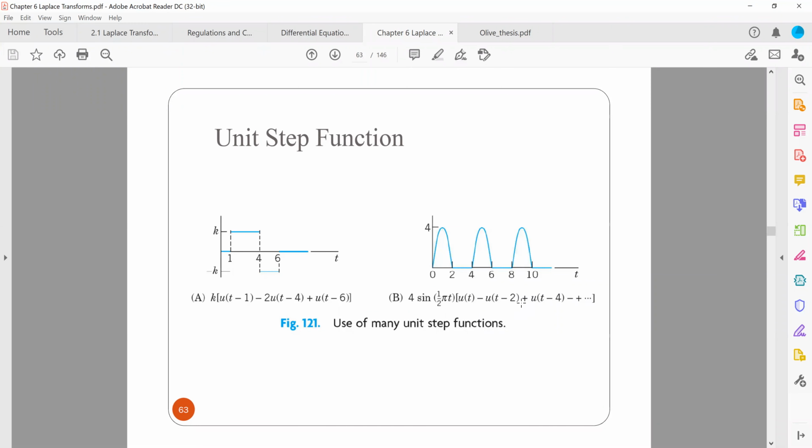Excuse me. Yes. On the first example we have in the figure 121, I'm seeing when we multiply the kth root, at the second function we would have negative 2k.